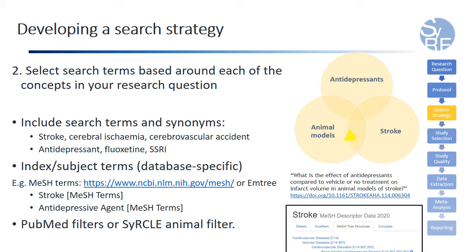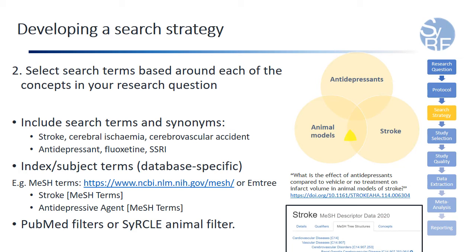The search terms used in your search strategy are based around each of the concepts in your research question. Here, if we take the systematic review question we gave as an example previously, we would search for the population, so animal models, the disease, stroke, and the intervention, antidepressants. We would not usually include the outcome or comparator in the search terms, as these are often not reported in the title and abstract of publications. The overlap between these three domains, so where all three of these are included in a publication, are the publications that we are interested in.